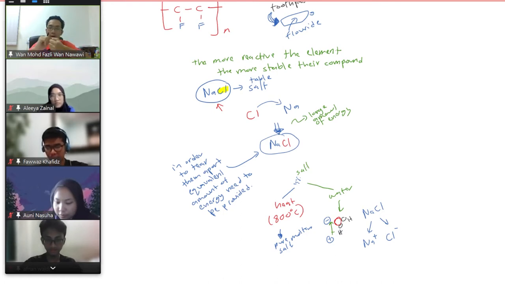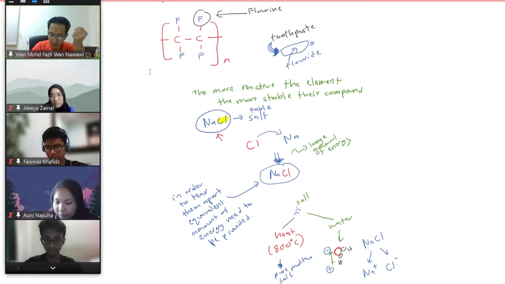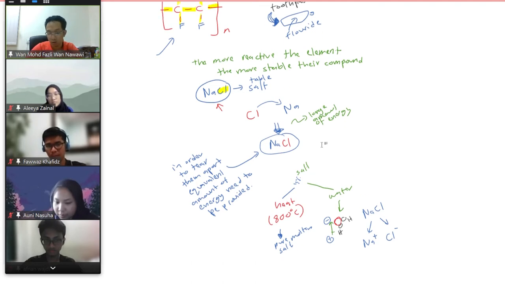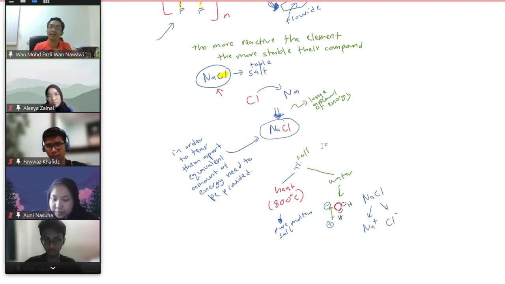There is no covalent bond, meaning that they share. For example, this CF here, from here to here, this to here, this is covalent bond. But when you see the salt, the salt is basically the ionic bond. So they are not sharing the electron. They are just ionic, the positive and negative ions. When you have positive and negative, they normally combine with each other.